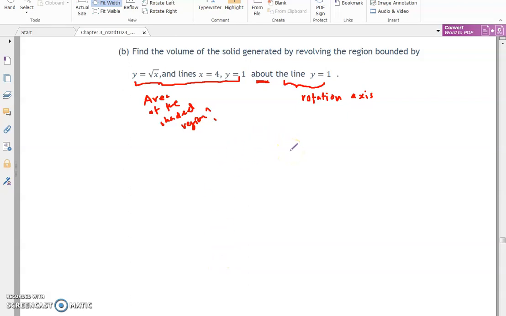Okay, so here we are going to deal with this method where we find the volume of a solid generated by revolving the region bounded by this curve, from all this information we should obtain our area, and we are going to rotate it about the x-axis. So whenever you see the word about, it represents your rotation axis.